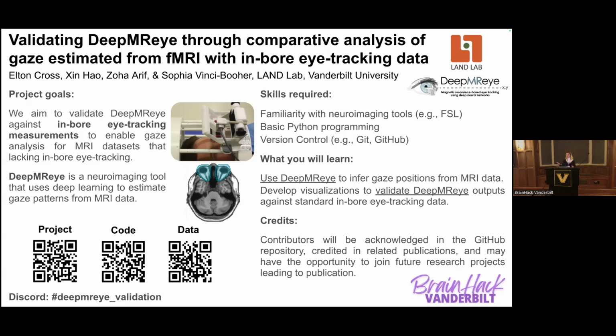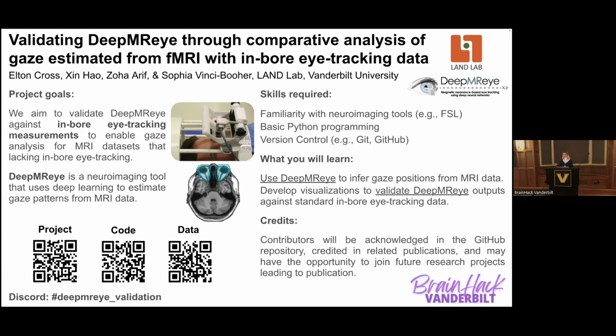It's very important to note that deep MRI does not require a special MRI sequence either, meaning that it can be applied to any existing fMRI data set, including the large open neuroscience data sets, like the ones that are available for us all to use. So our overarching goal here is to investigate whether the measurements of eye gaze patterns calculated through deep MRI align with the measurements of traditional in-bore eye tracking.